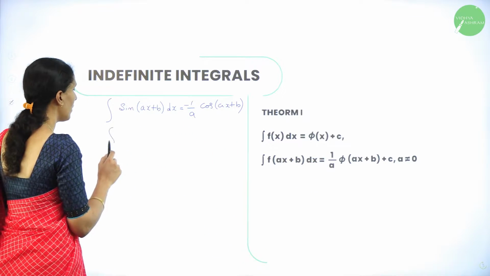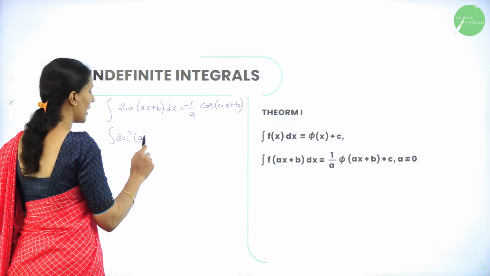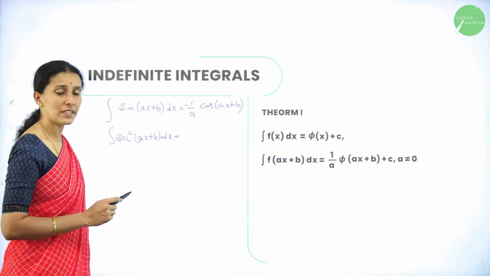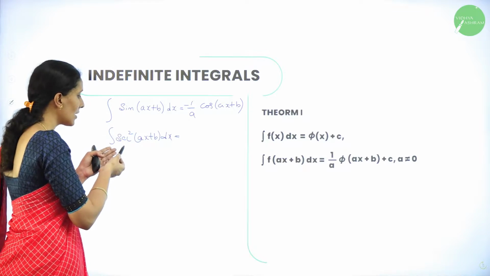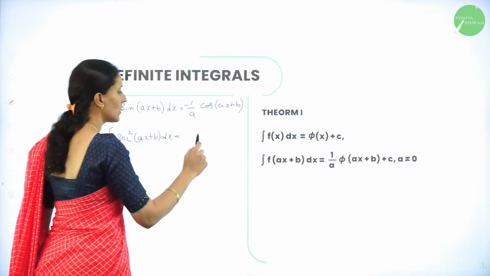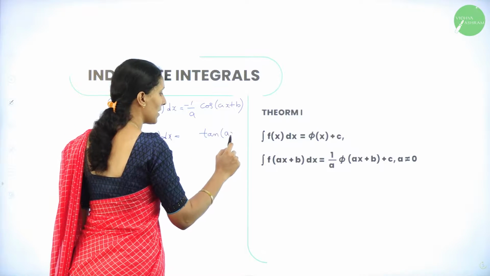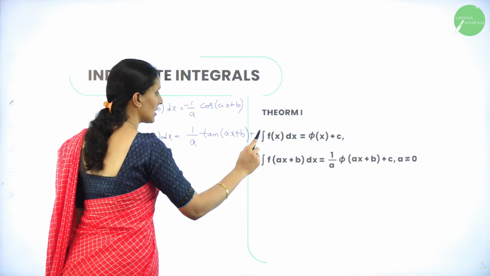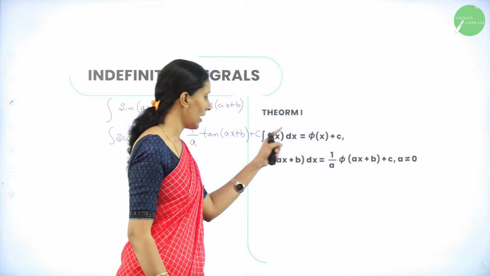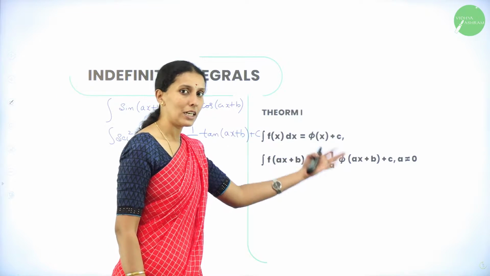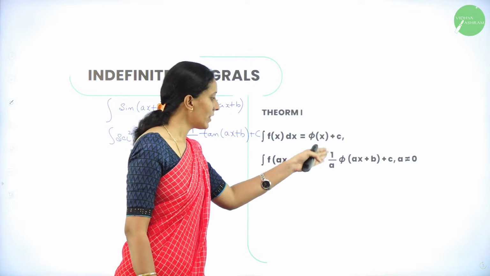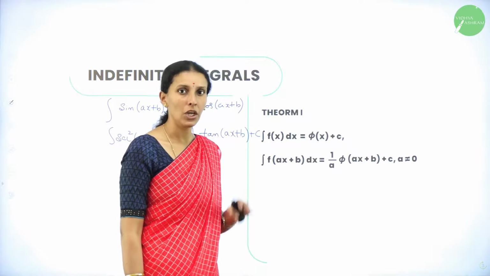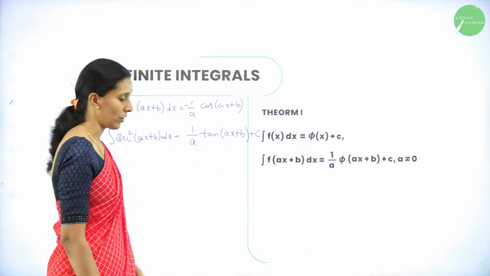So if they have given integration of secant square ax plus b into dx, then what is integration of secant square? It is tan. But now it is in the form of secant square ax plus b. So I will write it as tan ax plus b. Along with tan ax plus b, we have a constant 1 by a with its integral constant. Like this, any function of this form can be written in the form of its antiderivative with only one extra factor, that is 1 by a into phi of ax plus b, which is the antiderivative of the given function.